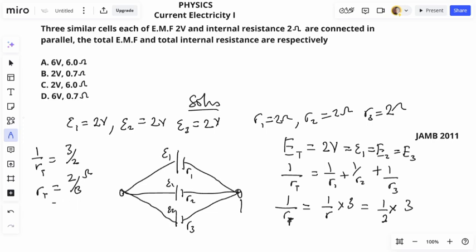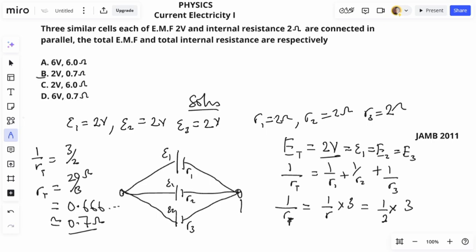And if you convert this to decimal, 2 divided by 3 cannot, you write 0, put a decimal point there, add 0 to the 2, it becomes 20, divided by 3, 6 times, remainder 2. You add 0 again and divide 6 times. So if you approximate that, that will be 0.7 ohms. So the total internal resistance is 0.7 ohms here, while the total EMF is 2 volts.